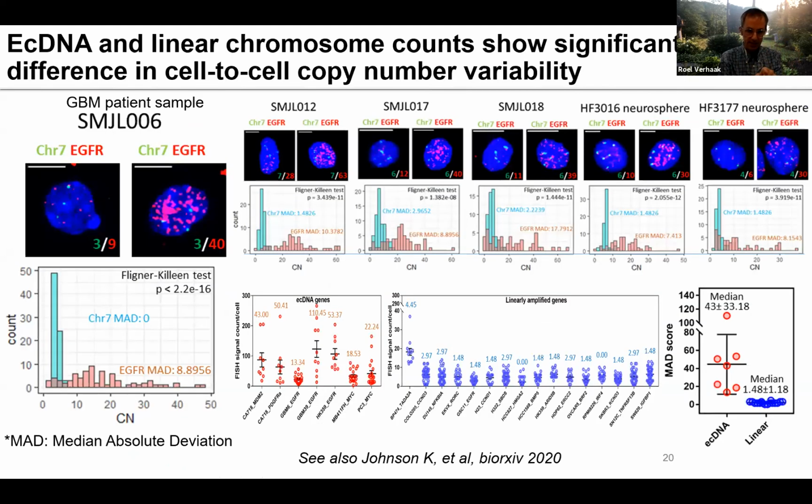Another way to address that is in this figure. So on the left, and can you see my mouse or not? No. Okay. So in this figure at the bottom, you see a blue dot chart that says ecDNA genes, and a blue dot chart that says linearly amplified genes, and ecDNA genes as a red dot chart.